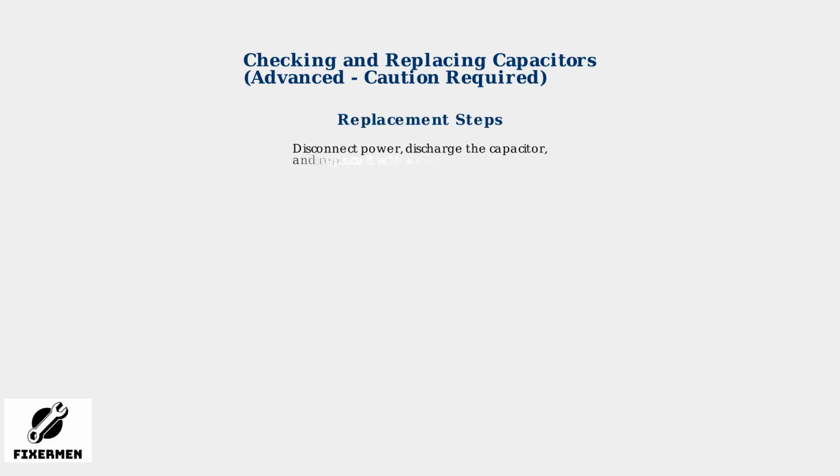To replace the capacitor, disconnect power, discharge the capacitor, and replace it with a new one of the exact same rating. Low refrigerant levels can force the compressor to work harder, leading to overcurrent.